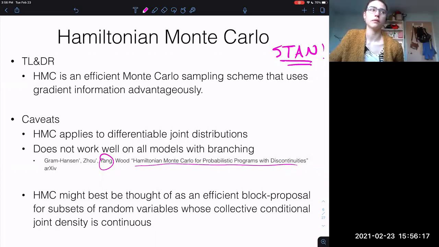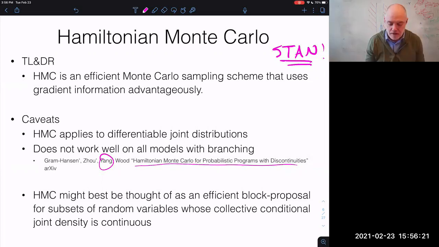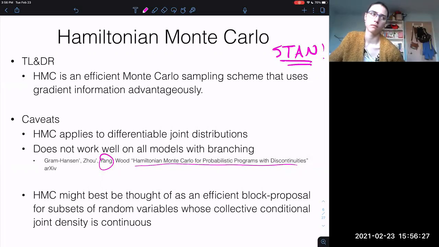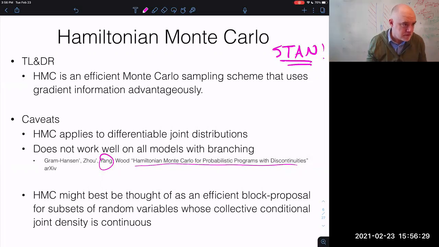Could you quickly remind me what branching means? If you have an if statement. Okay. Or discrete random variables, those two things are equivalent.